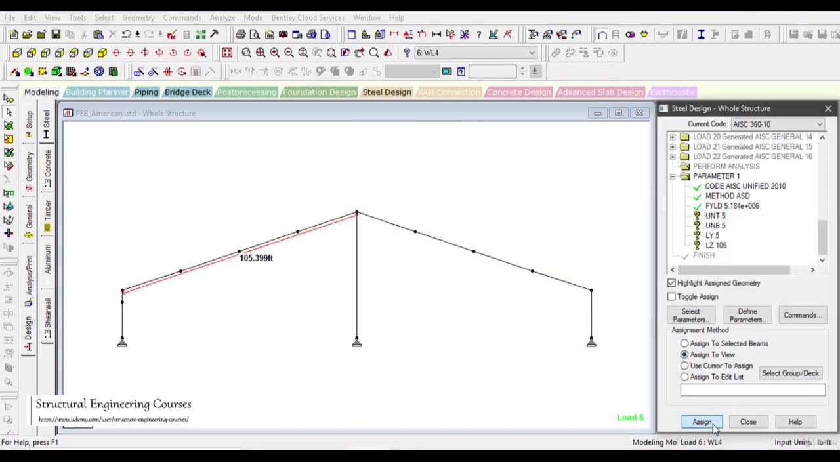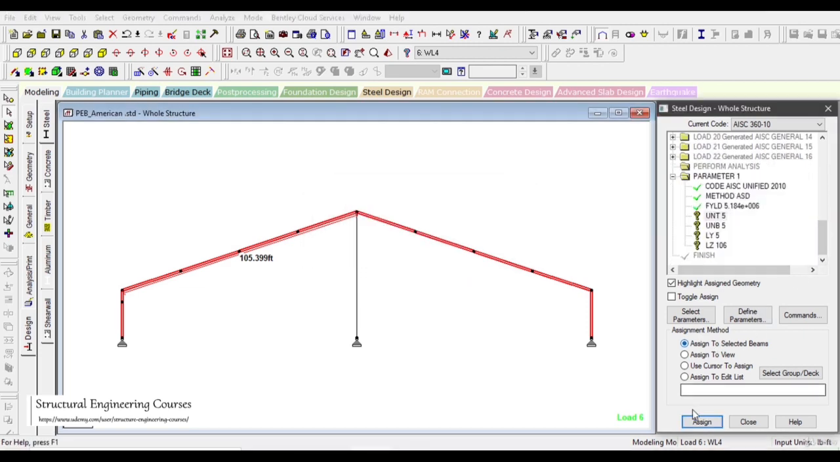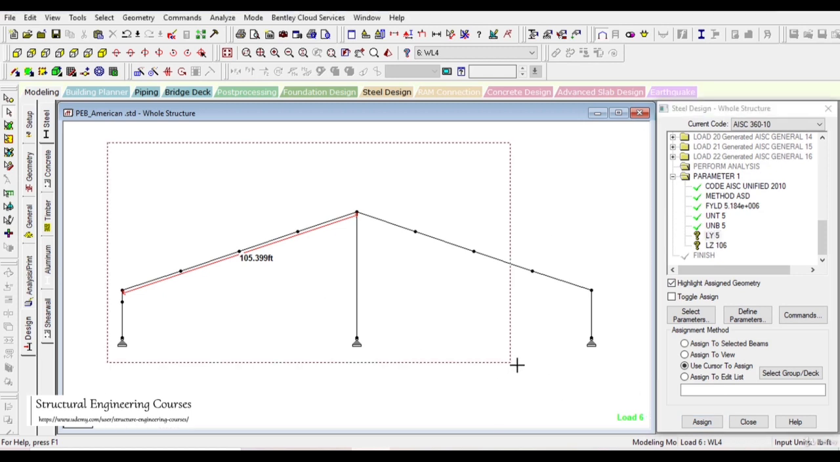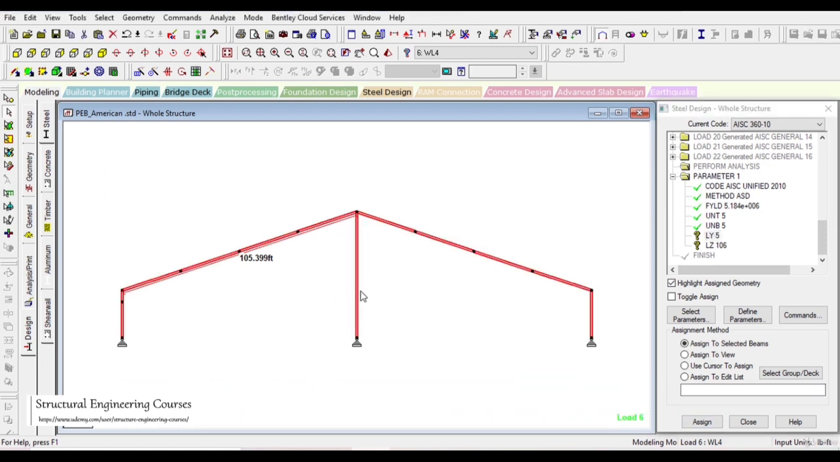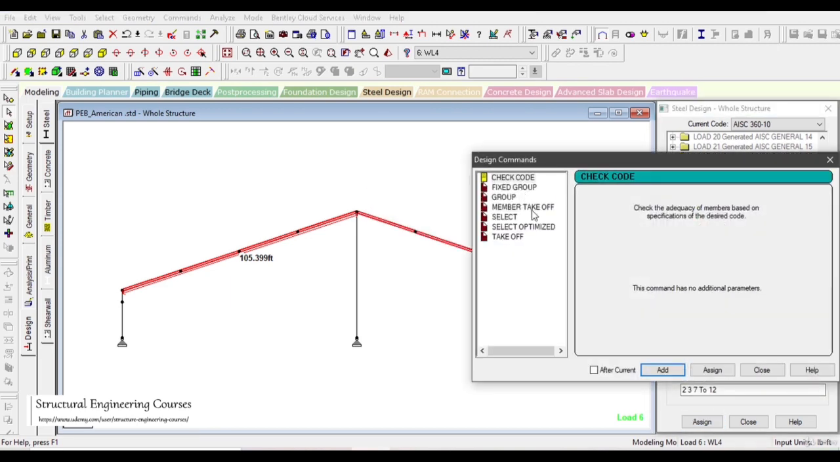So UNT again we can apply to all the main members here. Similarly for the UNT also. Similarly for the LY also. LZ of 106 can be applied to the main members here. So we can go to commands and check code and take off.